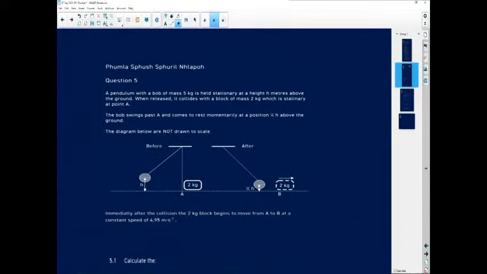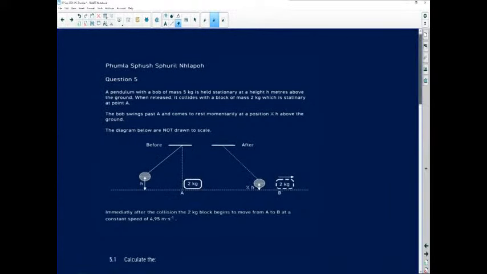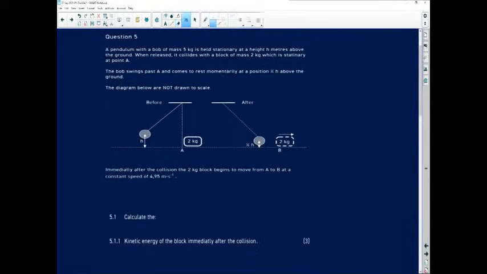So this question comes from Pumla Ntlapo. And Pumla says, Tobile, my dog, please help me. So this question says we have a pendulum with a bob. Bob just means this circle thing. A bob with a mass of 5 kilograms.